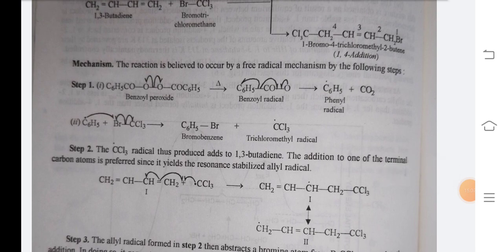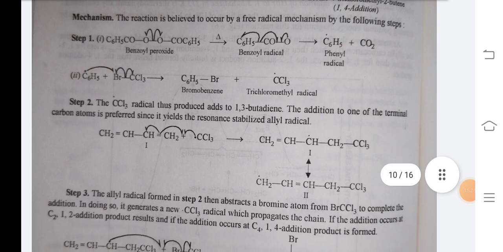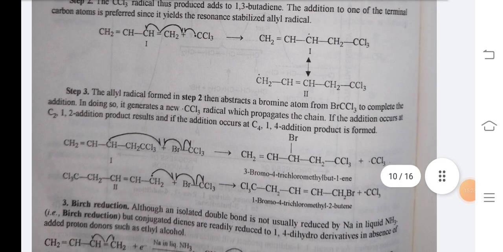Step 1. Benzoyl peroxide is converted into benzoyl radical, which is further converted into phenyl radical. Step 2. The CCl3 radical thus produced adds to 1,3-butadiene. The addition to one of the terminal carbon atoms is preferred since it yields the resonance stabilized allyl radical. Step 3. The allyl radical formed in step 2 then abstracts a bromine atom from BrCCl3 to complete the addition. In doing so, it generates a new CCl3 radical which propagates the chain. If the addition occurs at C2, the 1,2 addition product results, and if the addition occurs at C4, the 1,4 addition product is formed.